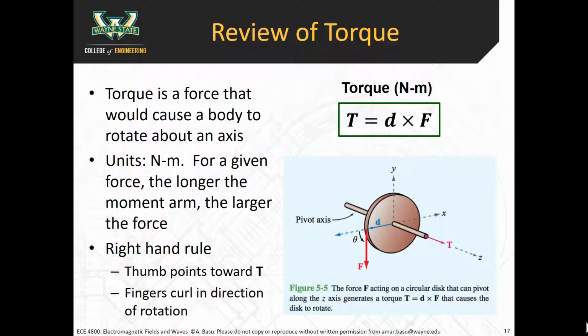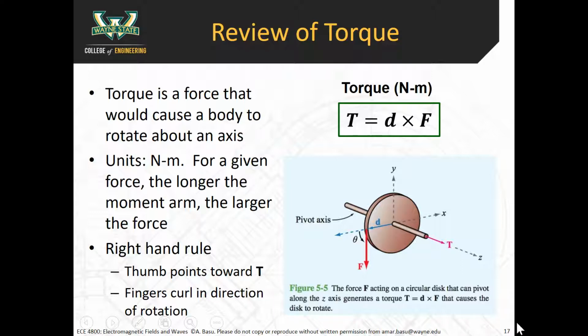All right? So in this example, you can see that the direction is counterclockwise, and your thumb is pointing in the z-hat direction. So that's the right-hand rule there. The units for torque are given in newton-meters, or newtons times meters. So for a given force, the longer the moment arm, the larger the torque is.